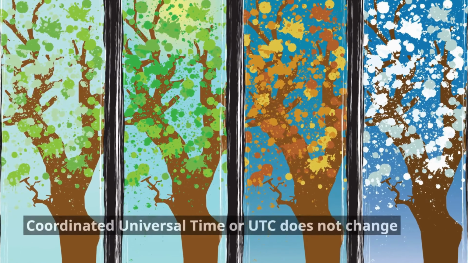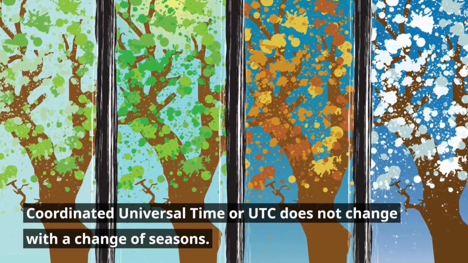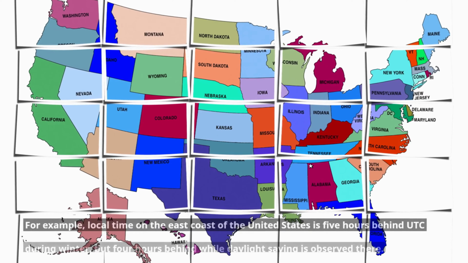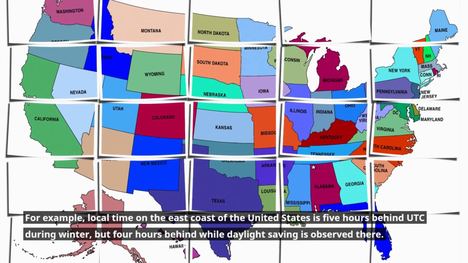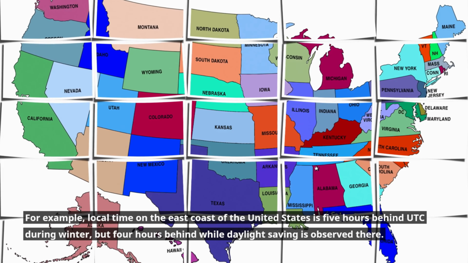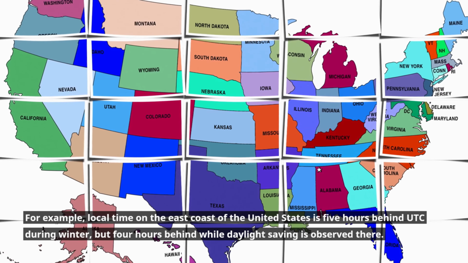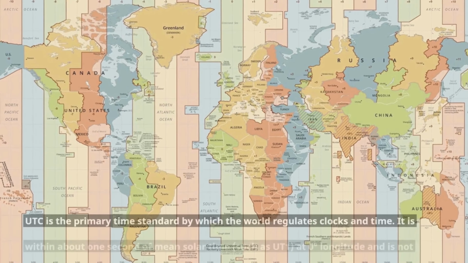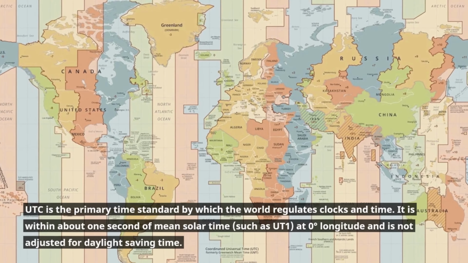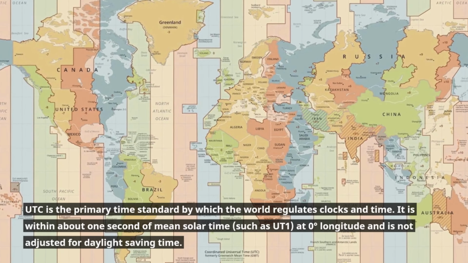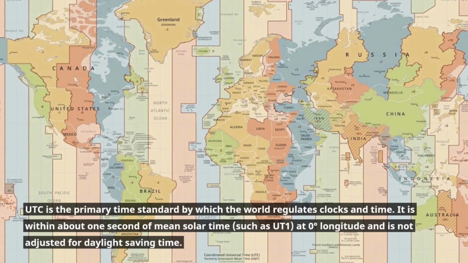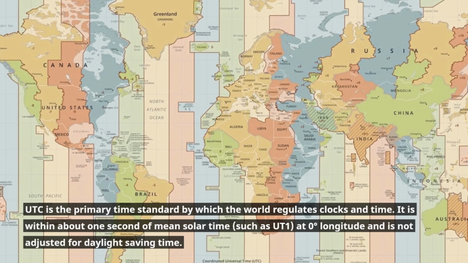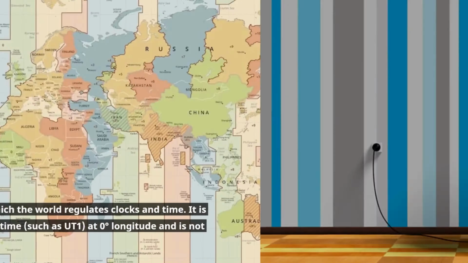Let's continue. Coordinated Universal Time or UTC does not change with a change of seasons. For example, local time on the east coast of the United States is 5 hours behind UTC during winter, but 4 hours behind while daylight saving is observed there. UTC is the primary time standard by which the world regulates clocks and time. It is within about 1 second of mean solar time, such as UT1, at 0 degrees longitude, and is not adjusted for daylight saving time.